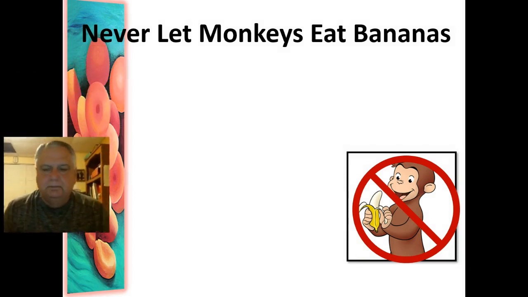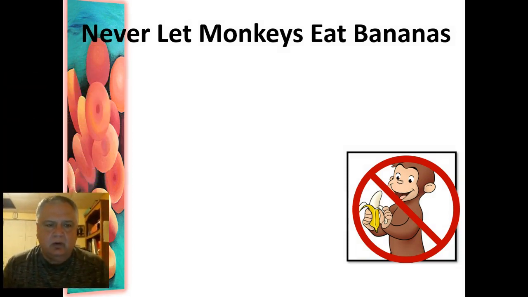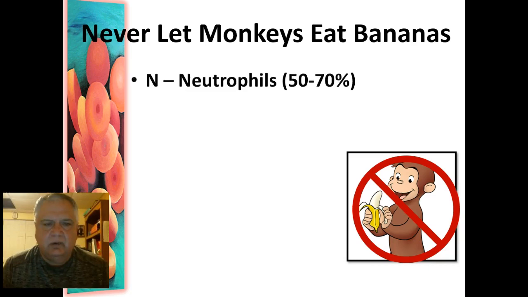Okay, so we then ask ourselves the question, how can we remember what's the highest amount, what's the lowest amount? Well, here's an easy mnemonic to help us remember the various concentrations of the leukocytes. It's never let monkeys eat bananas. It's kind of a goofy little mnemonic, but it's an easy one, I think, to remember that you can use. And we take the first letter of each word to represent the various concentrations, with the first word never for neutrophils. So running from left to right, we're going to go from highest concentration to lowest concentration.